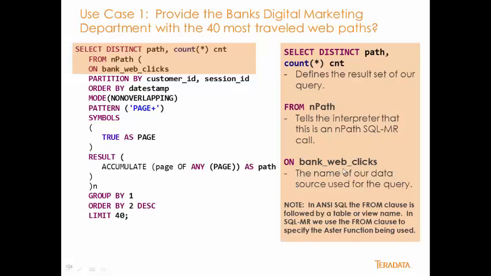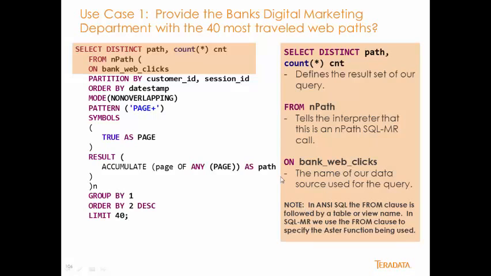The on bank web clicks, this is just a data object in Aster or through one of our connectors. It could be a table, it could be a view, it could be on the Aster file system that we're using as a data source. And if you remember in video 4, we built this data source and we populated it with data.